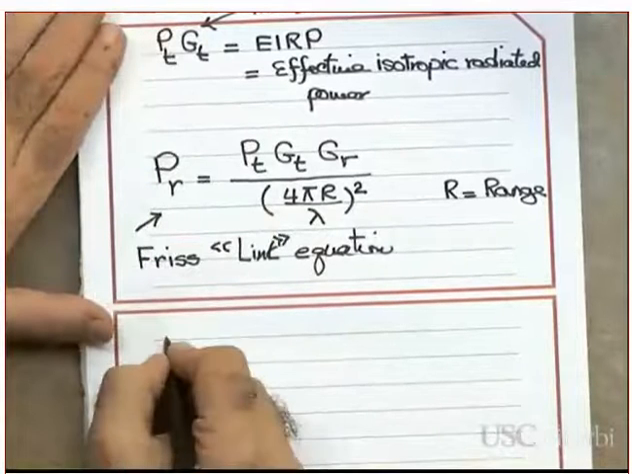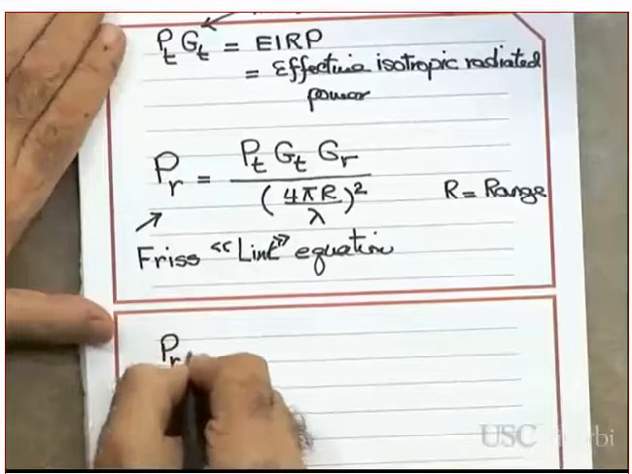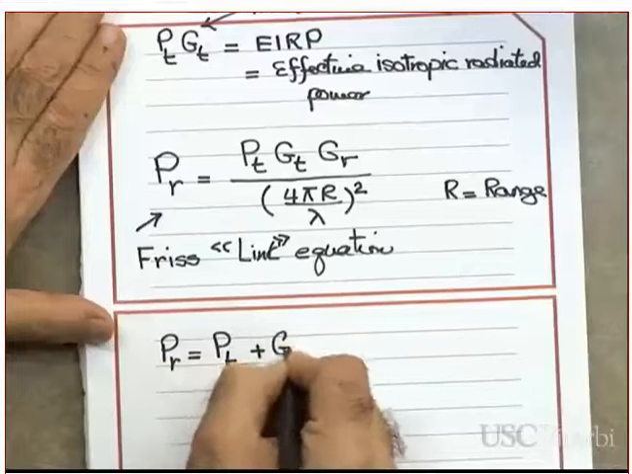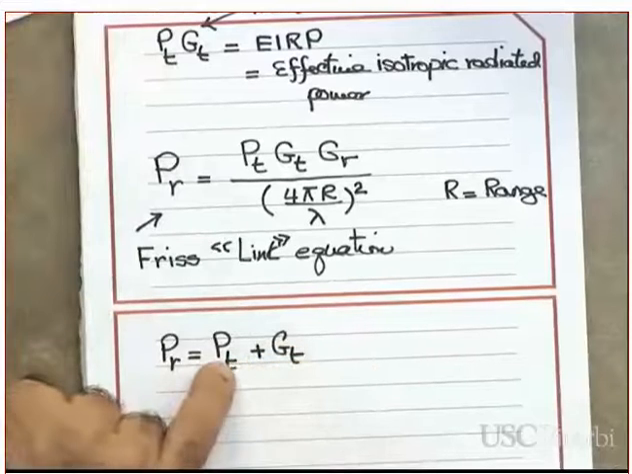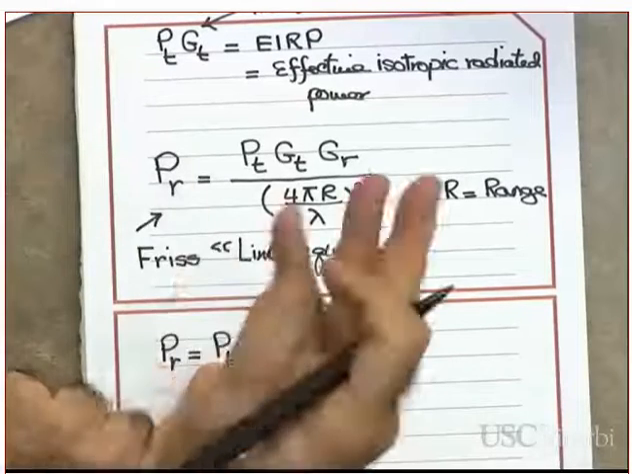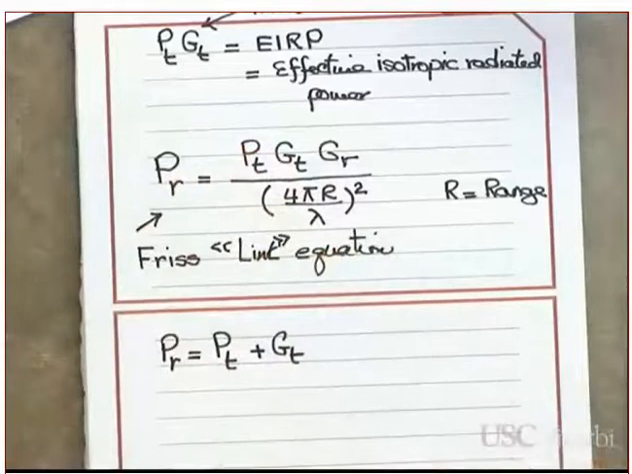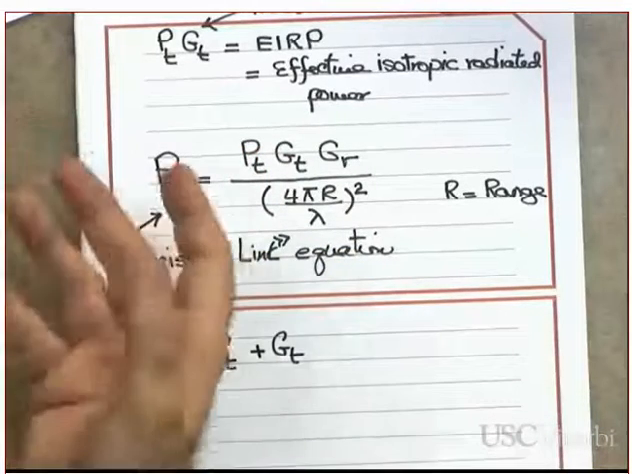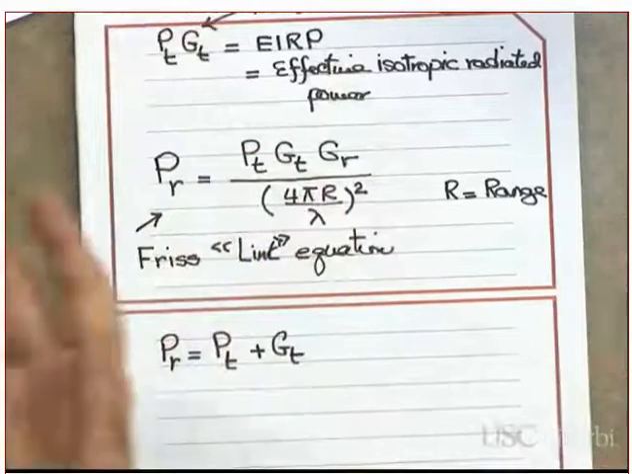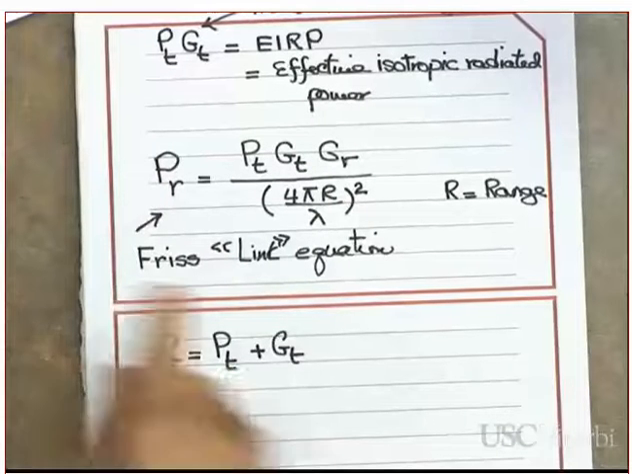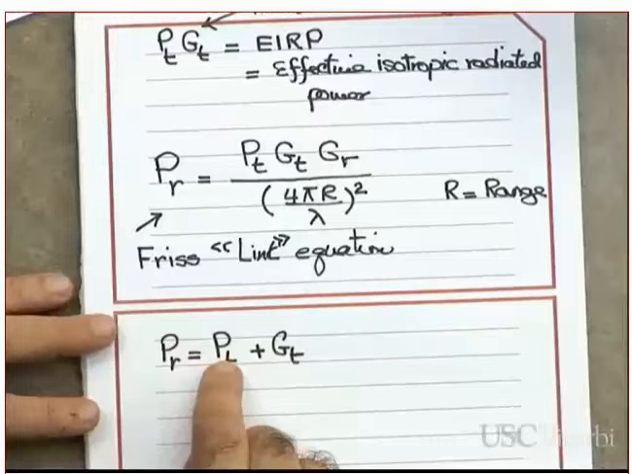Okay, so what do I have? PR equals PT plus GT. What are the units? dBm or dBW. Don't assume that it's always dBm. When you are transmitting over a satellite link, you are not going to use dBm. You need high power to reach the satellite in a geosynchronous orbit, so it will be dBW. Don't assume that it's always dBm. Clear? Okay. So dBW or dBm.